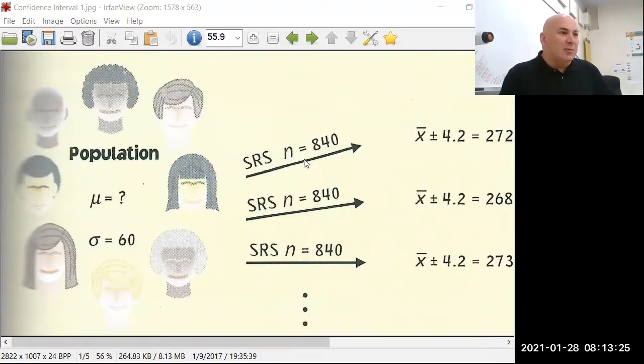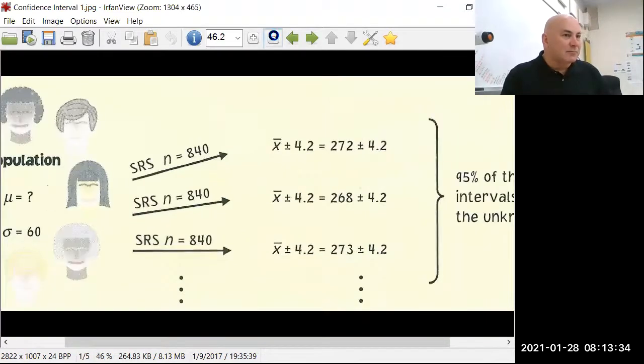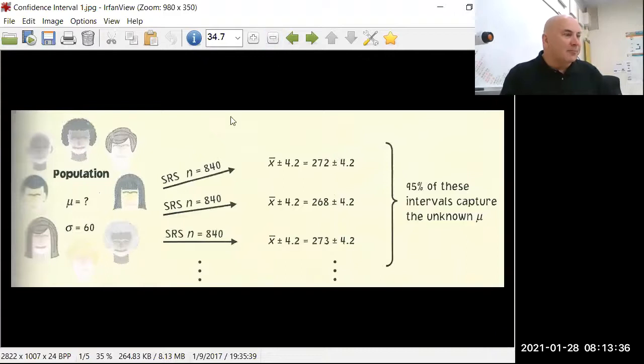So we take a simple random sample of 840 and I get, let's see, we need to shrink this a smidge, I think. There we go. So I get a sample of 200, sample average of 272, and we'll come up with where this 4.2 came from in a minute. And then I did another sample of 840 and I came up with this confidence interval. And I did another sample of 840 and I came up with this confidence interval.